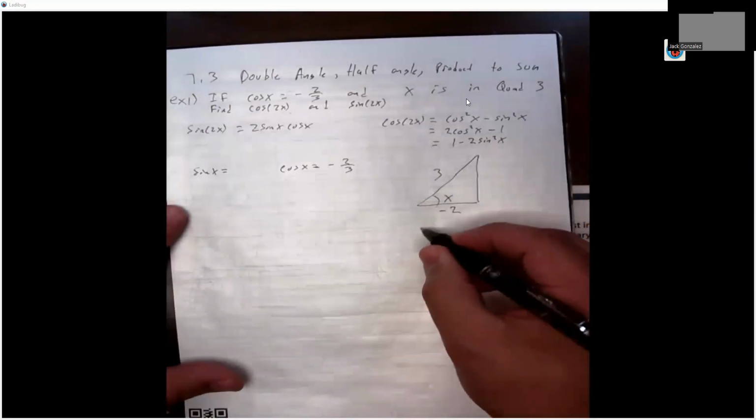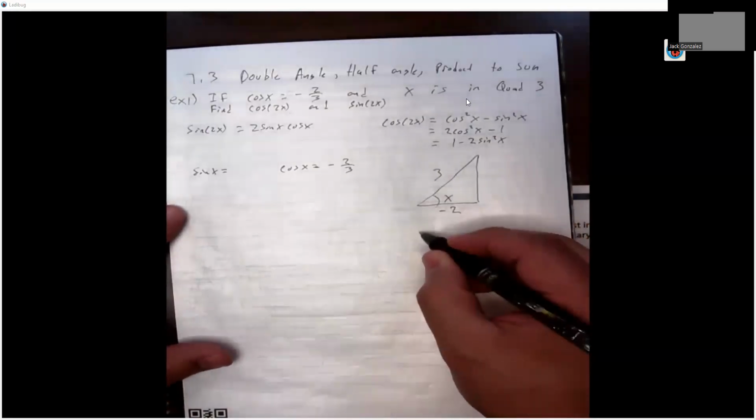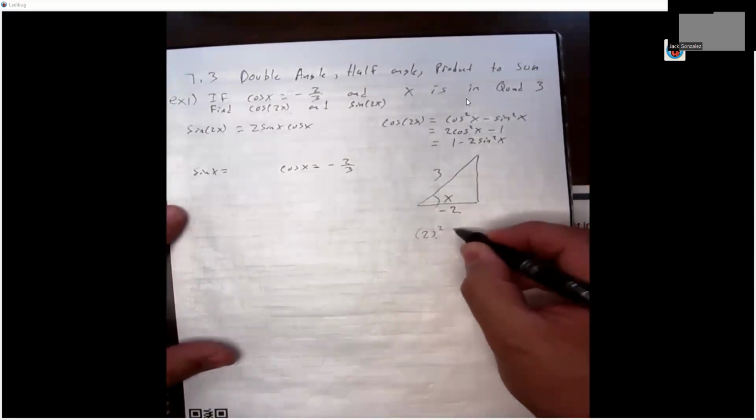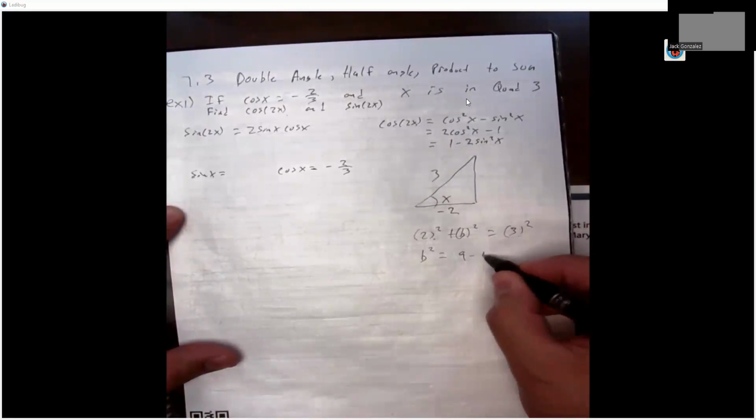So solve for the missing side. Let's go ahead and do it. So solve for b, that will be 9 minus 4. B will equal plus or minus the square root of 5. When you square root both sides, you have to tack on the plus or minus. So this is when you need to decide, do I choose the plus or the negative? Because we are in quadrant 3, we choose the negative.